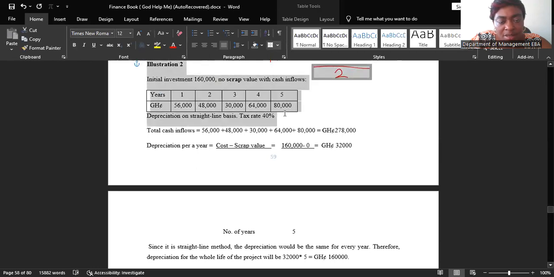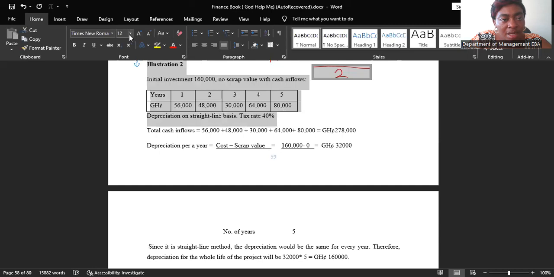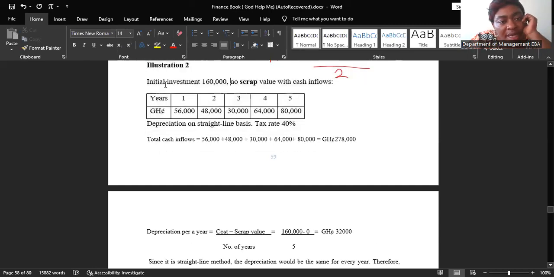So that we understand the question: the initial investment is 160,000, and we have no scrap value. The first year generated 56,000, the second year 48,000, the third year 30,000, the fourth year 64,000, and the fifth year 80,000. Depreciation is on a straight line basis, and the tax rate is 40%.